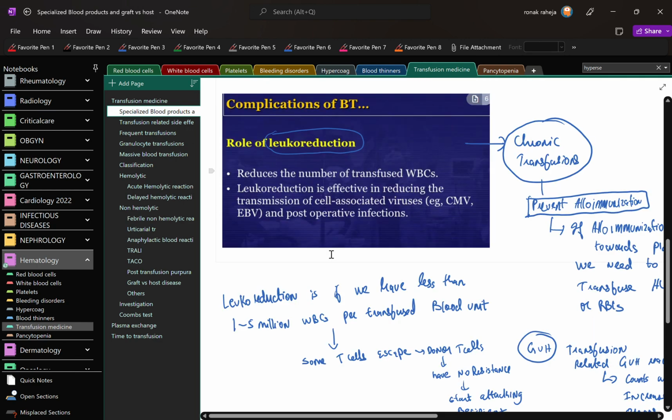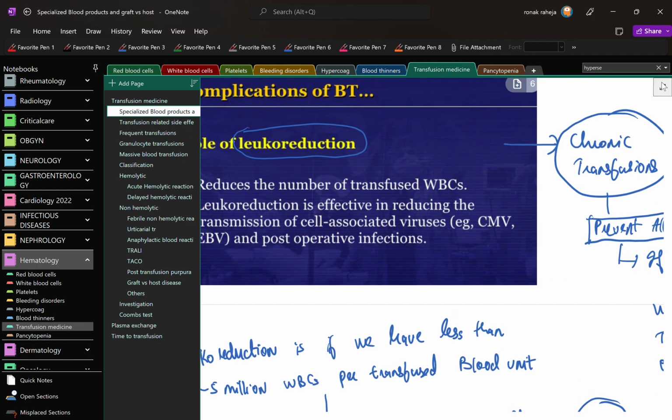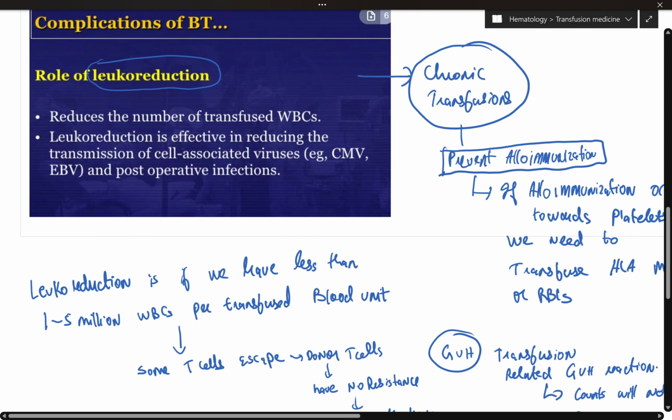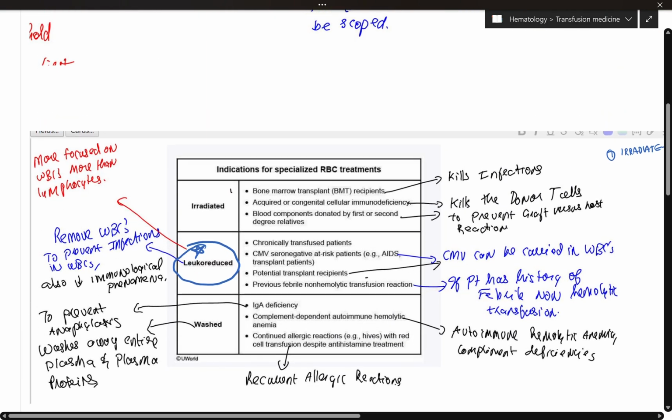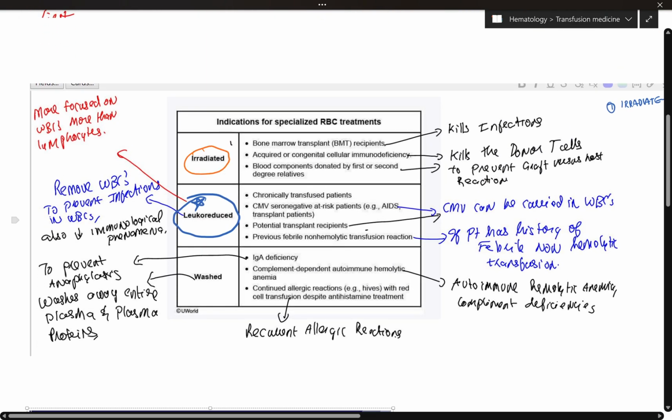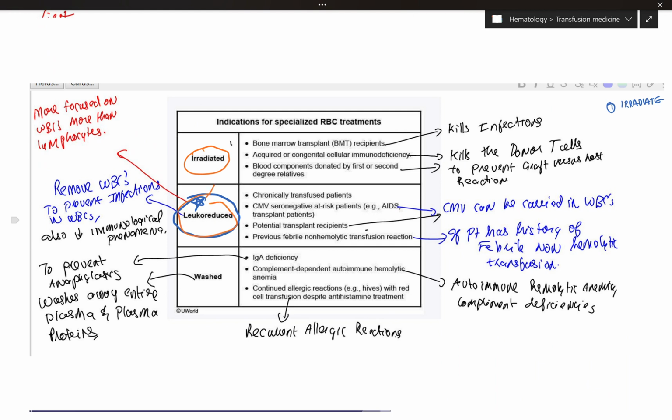Now, what are the specialized blood products that you can give in transfusion medicine? You can give irradiated, which is an expensive method, and you can do leukoreduced, which can be done by a filter. You can either filter it and leukoreduce it, or you can wash it. In patients with IgA deficiency and anaphylaxis, you just wash the transfusion products and remove all the proteins, and you prevent anaphylaxis.